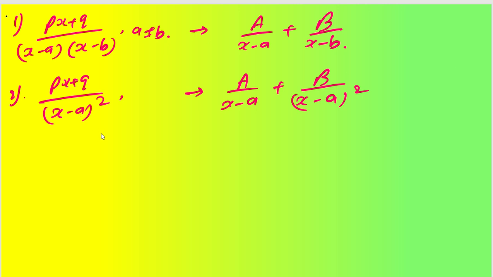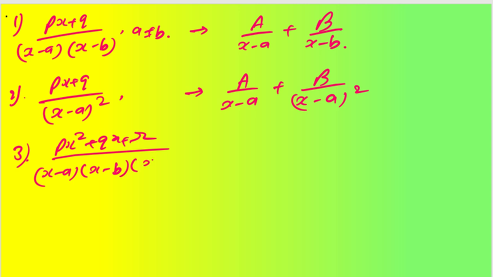Next, the third can be px square plus qx plus r divided by, let us say, x minus a into x minus b into x minus c. So this is third degree, right? We can convert it the same way as you saw in the first one. One more constant will come up, so it will become A by x minus a plus B by x minus b plus C by x minus c.